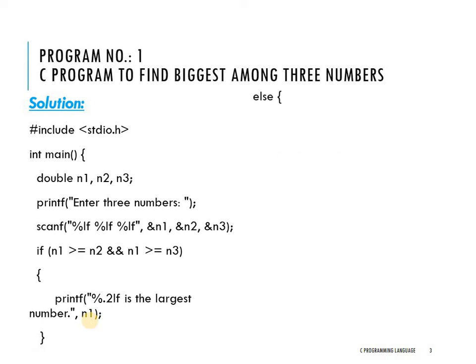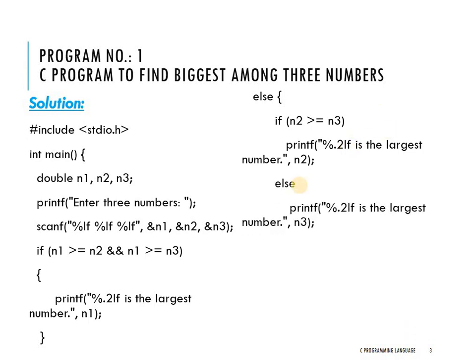Otherwise, we have to check one more condition in the else part. If n2 is greater than or equal to n3, and the condition becomes true, we are going to display that n2 is the largest. Otherwise, n3 is the largest number. So this is the program to find the biggest among three numbers.